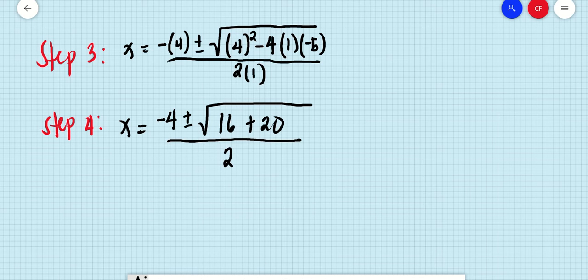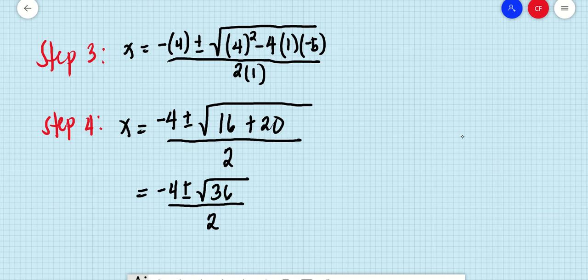Okay? So, again, simplify pa natin yan. Okay? So, kopyahan lang natin negative 4, plus or minus. And of course, add po natin yung 16 and 20. 16 plus 20, that's equivalent to 36 all over 2. Okay?